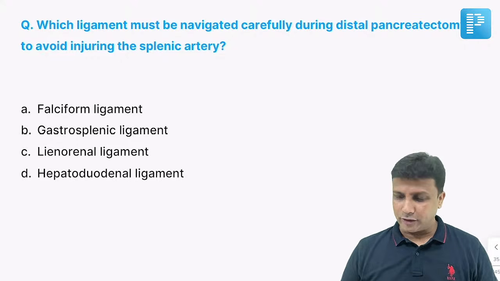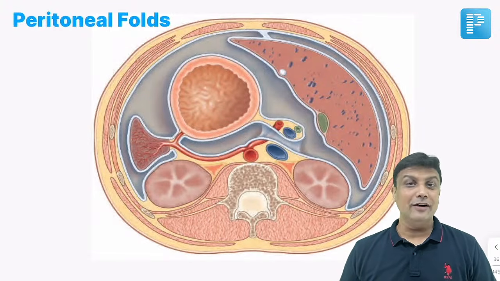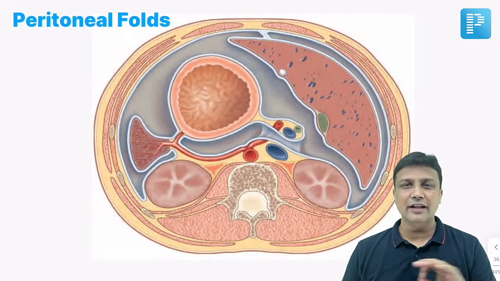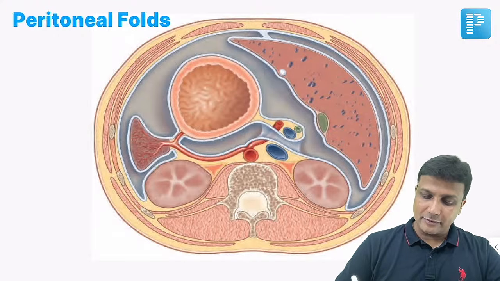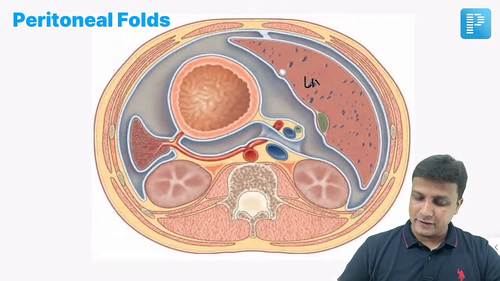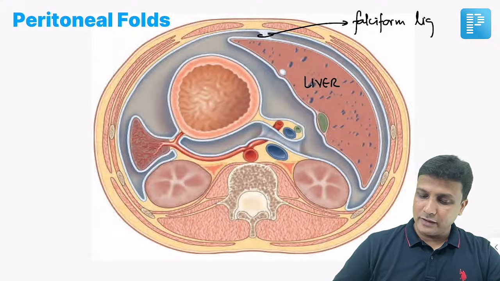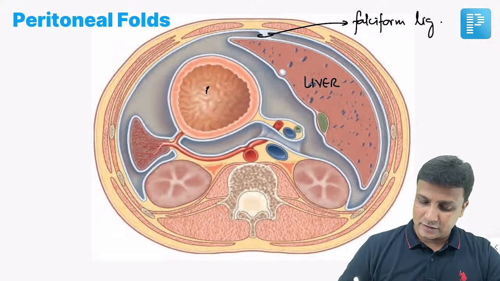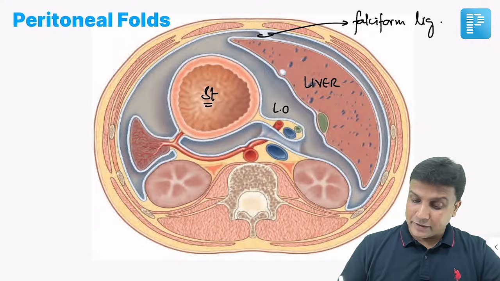Now, my dear doctors, please look at this diagram here. In the abdomen topic, we have learned about the peritoneal folds in detail. When it comes to the peritoneal fold here, in this diagram, you can clearly see this one is the liver here. Right in front of the liver, this ligament here will be the falciform ligament. Between the liver and the stomach here, this one will be the lesser omentum. And please remember this very carefully here.